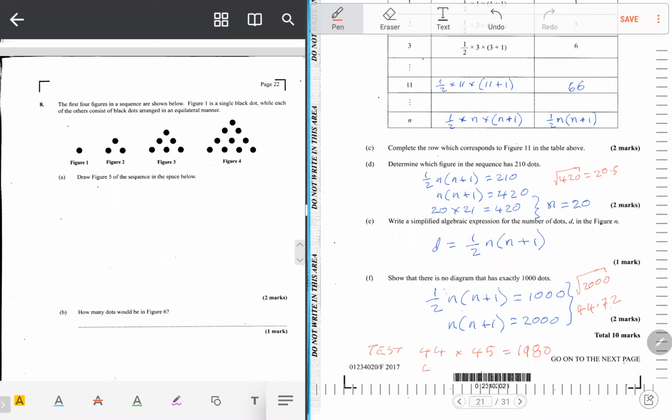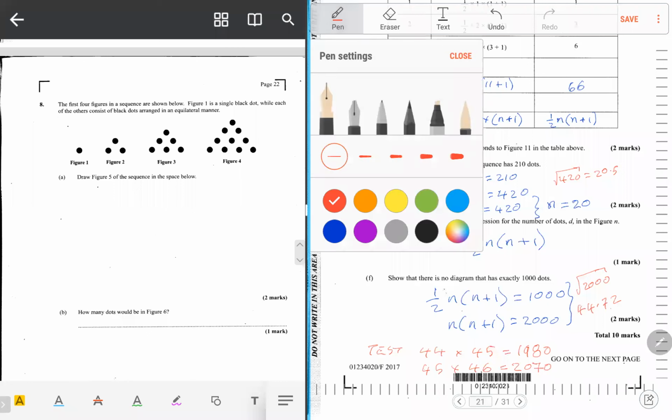If you go to 45 times 46, you jump over the 2,000. See, 45 times 46, you get 2,070. So therefore, there's no n that will cause the two consecutive numbers to multiply to 2,000. Right? So there's no whole number for which that is the case. If you do this little work and show them, they'll understand. So you can write the answer here.